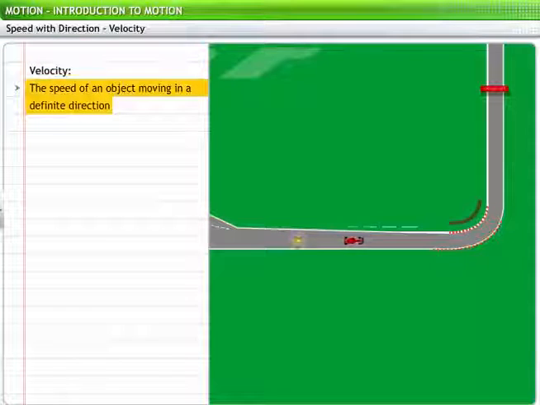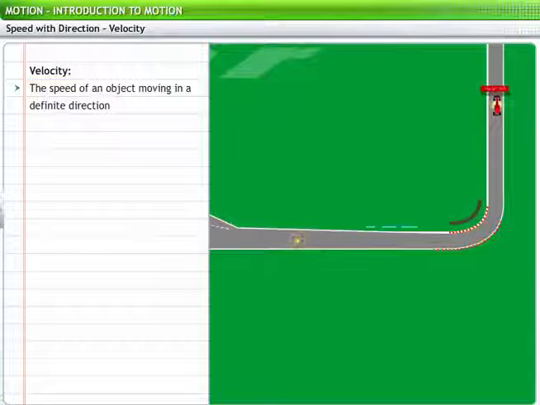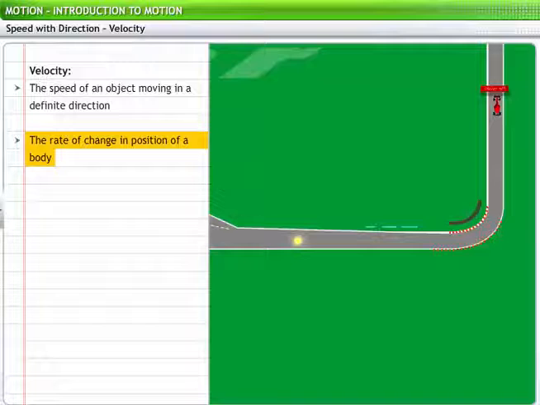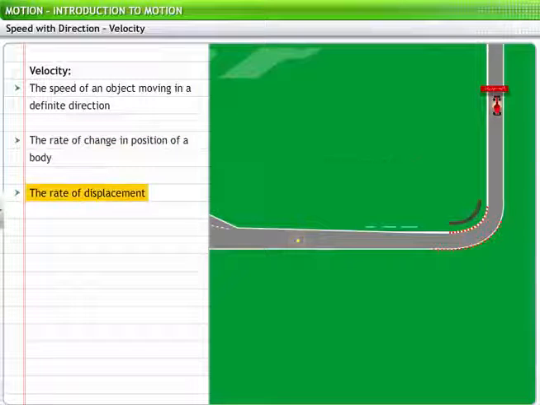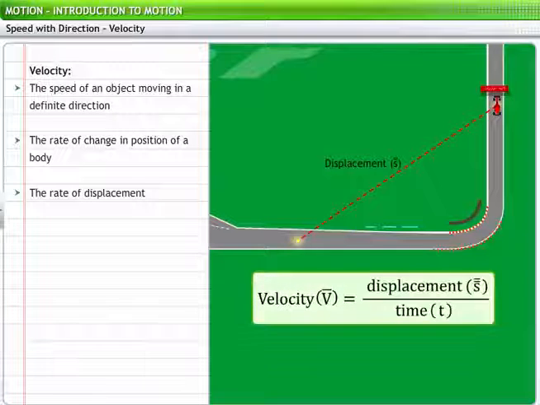Velocity is the speed of an object moving in a definite direction. Velocity of an object is defined as the rate of change in the position of a body. It can also be defined as the rate of displacement of an object. Velocity is calculated as the ratio of displacement of the object to the time interval taken for that displacement.